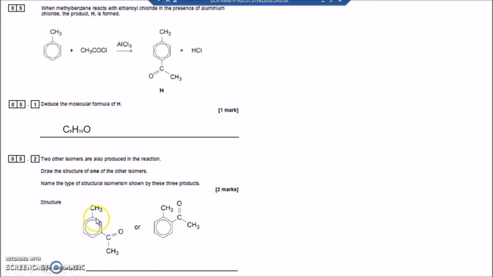There's position, where I've changed the position of something. Well, I've changed the position of this ethanone group here from carbon number 1, 2, 3 to carbon number 2. So it's definitely position. It's not functional group because I've not changed any of the functional groups. I've still got an ethanone group here, and I've got a methyl group here. So it's definitely position.